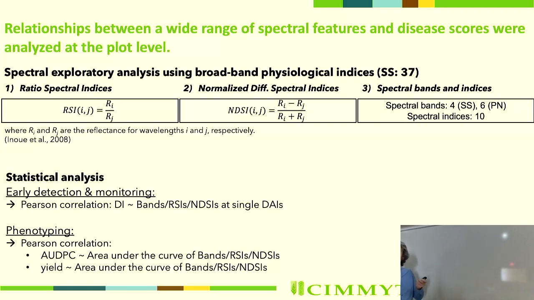But we wanted to test more combinations of different spectral features or bands in this kind of context. We also use some spectral indices which are quite commonly known for disease. So for the SkySat satellite system, we calculated over 37 spectral features. And we tested this for early detection and monitoring purposes in a correlation analysis with the disease index per day, where we have the data sets. And also for phenotyping purposes, we calculate the area under the disease progression curve from the scoring, but also from the spectral features, the area under the curve.